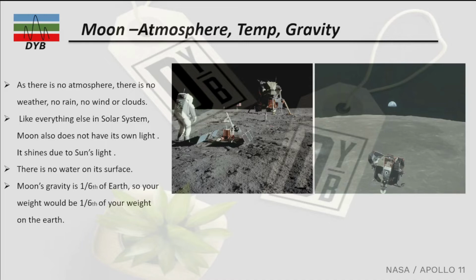And if you're looking at the gravity of the moon, the gravity of the moon is 1/6 of the Earth's. So your weight would be 1/6 of your weight on the Earth. So let's say if you're 60 kg here, if you weigh yourself on the moon, you will be 10 kg.